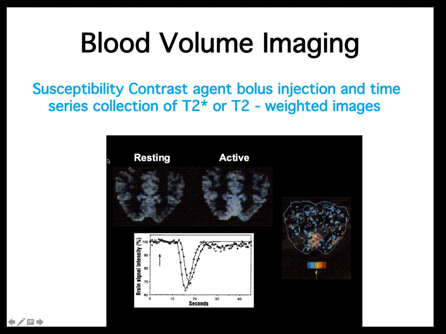In some cases, it affects the T1, but we won't get into that. So with activation, there's a slightly faster arrival time and a slightly deeper wash-in. There's a higher blood volume. And you can subtract these two maps and get a map like this of pure blood volume changes. And it was great. It actually made the cover of Science, which I'll show you in a second.